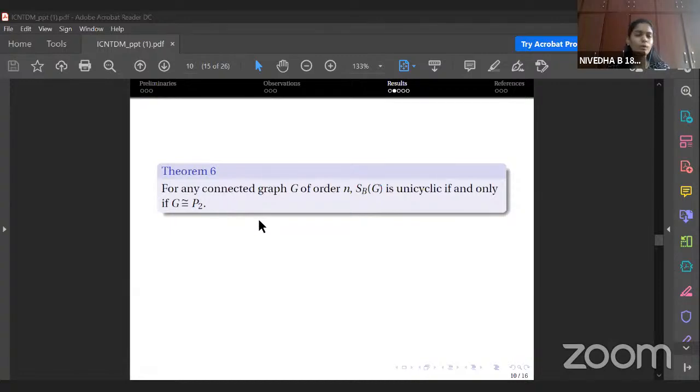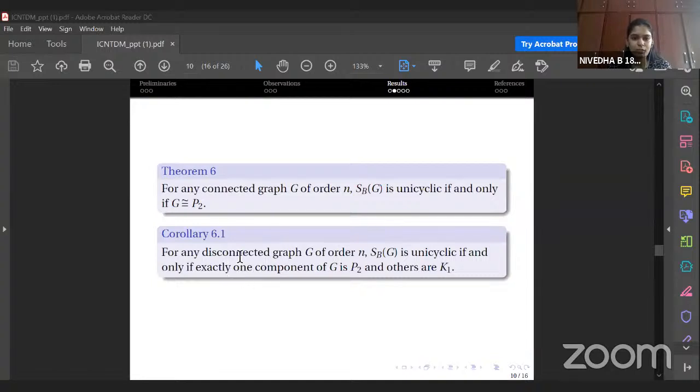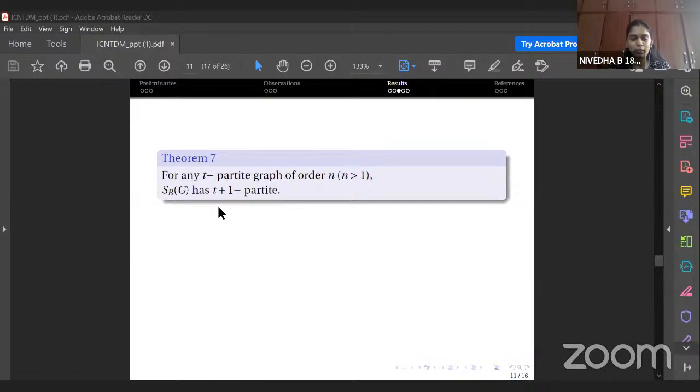Moving on to the next, the characterization of unicyclicness of SB of G. For any connected graph of order n, SB of G is unicyclic if and only if G is isomorphic to P2. Next, when we talk about a disconnected graph of order n, SB of G is unicyclic if and only if exactly one component is P2 and the others are K1. And this is a more generalized result on the number of partites of a graph and its semi-splitting graph SB of G. For any graph which is T-partite of order n, SB of G is (T plus 1)-partite.